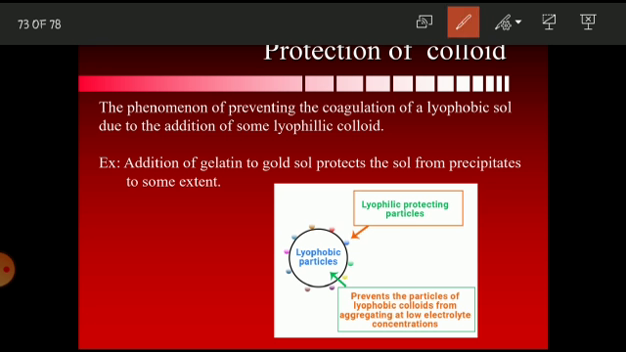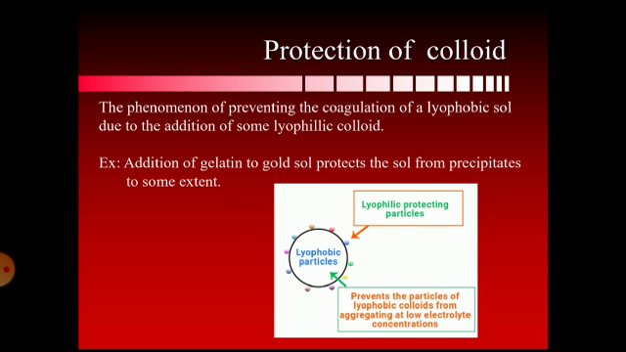Here it is given, so this is your lyophobic colloidal solution. In order to prevent the precipitation of this lyophobic colloidal solution, we are using these dots, which are nothing but what? Lyophilic colloids. So by using these lyophilic colloids, they will act as a protection layer around the lyophobic colloidal solution, and it prevents the lyophobic colloidal solution from precipitation. So by using the lyophilic colloids, we can stop the coagulation of lyophobic sol, and that is called protection of colloid.